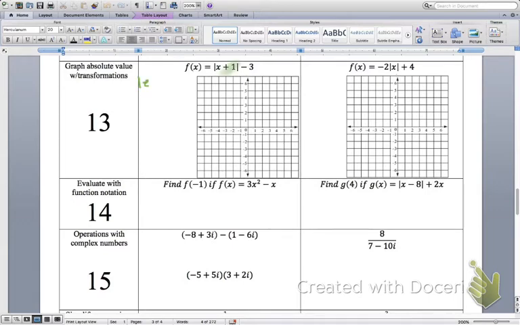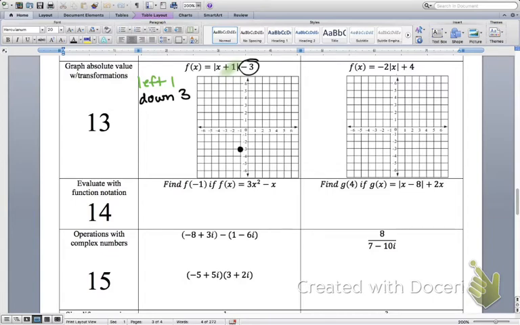That +1 on the inside means we're shifting to the left 1, and the -3 on the outside means we're shifting down 3. There are no other transformations, no scalings or reflections, so we're going to keep our parent function pattern of over 1, up 1, and linear.